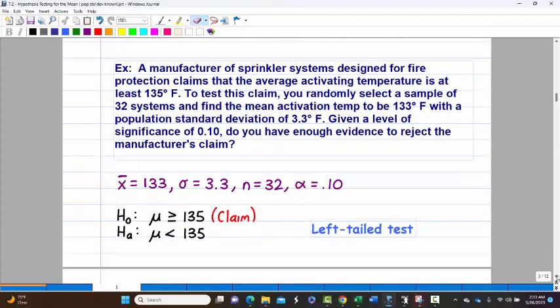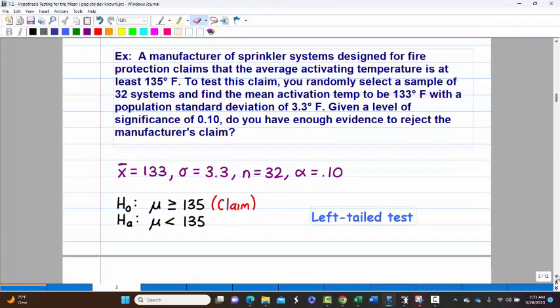Alrighty, let's see what we got here. A manufacturer of sprinkler systems designed for fire protection claims that the average activating temperature is at least 135 degrees. To test this claim, you randomly select a sample of 32 systems and find the mean activation temperature to be 133 degrees Fahrenheit with a population standard deviation of 3.3 degrees Fahrenheit. Given a level of significance of 0.10, do you have enough evidence to reject the claim?